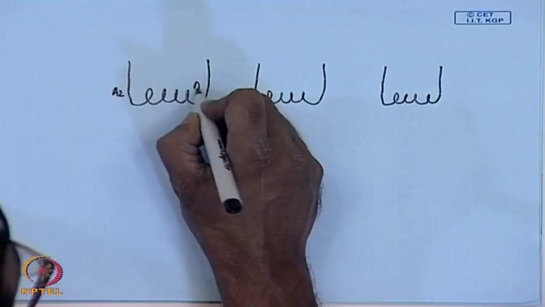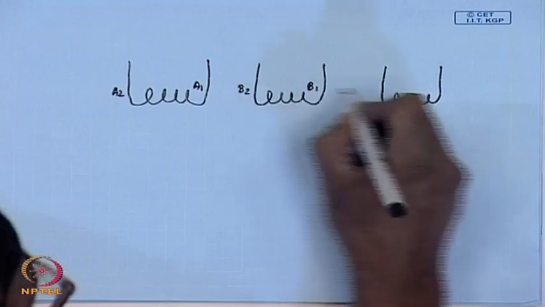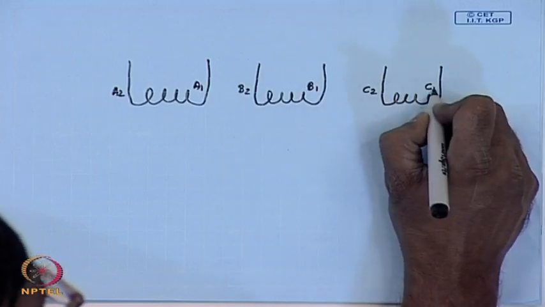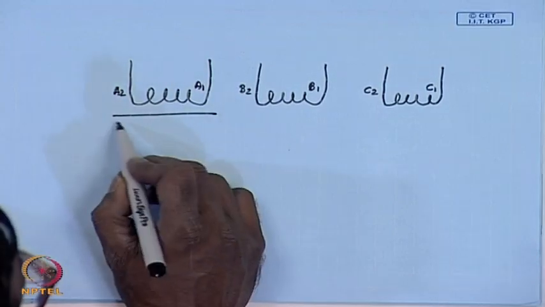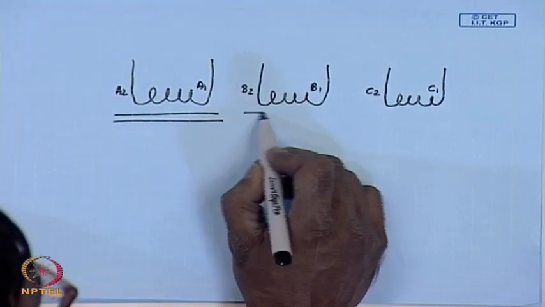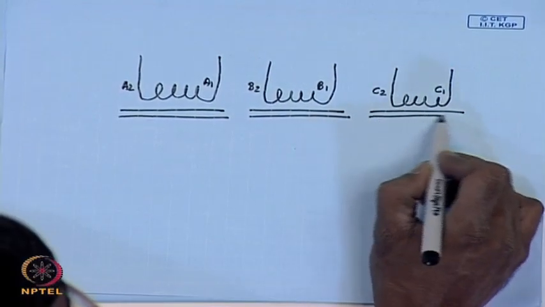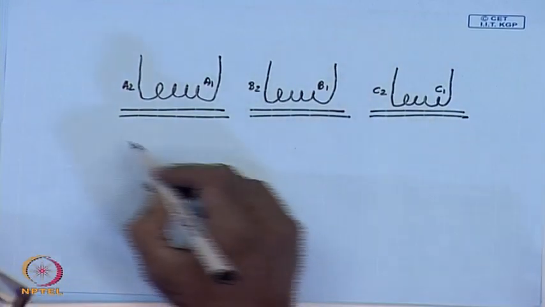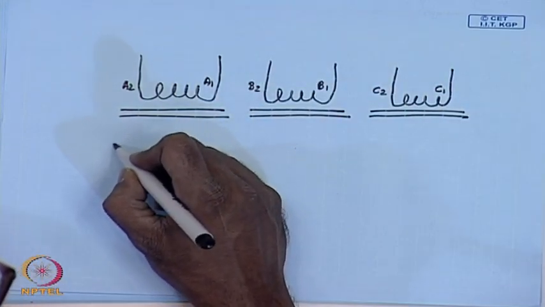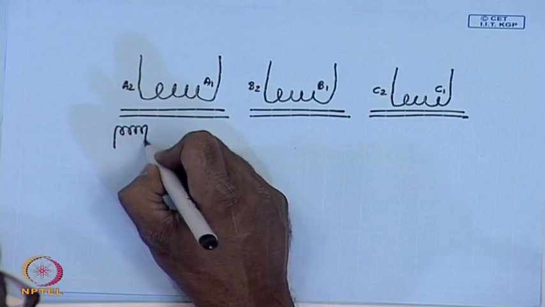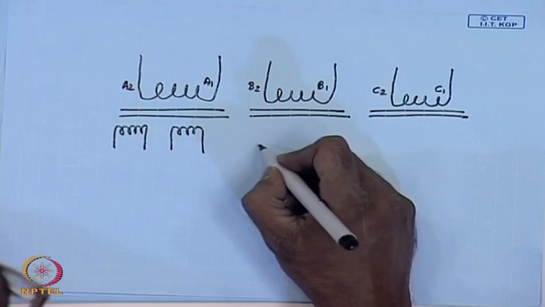A2, A1, B2, B1, C2, C1. On the low voltage side, it is zigzag connected. For zigzag connection, the secondary winding is split into two parts. Each secondary winding, each low voltage winding, is split into two parts.